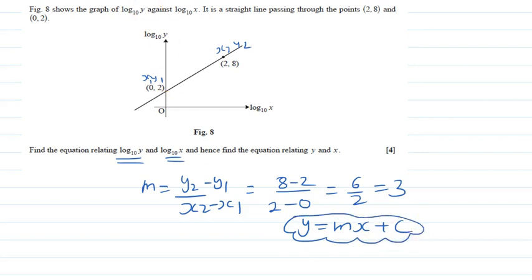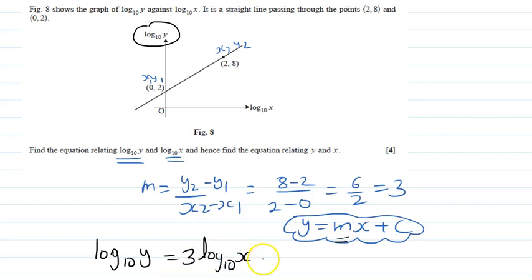In this case, y is basically log base 10 y. So let's write down here log base 10 y, gradient m is 3, and x is log base 10 x. So it will be log base 10 x, and constant is c. If you see, c is always the value on the y-axis. So here c is 2. So we can write down c is 2.